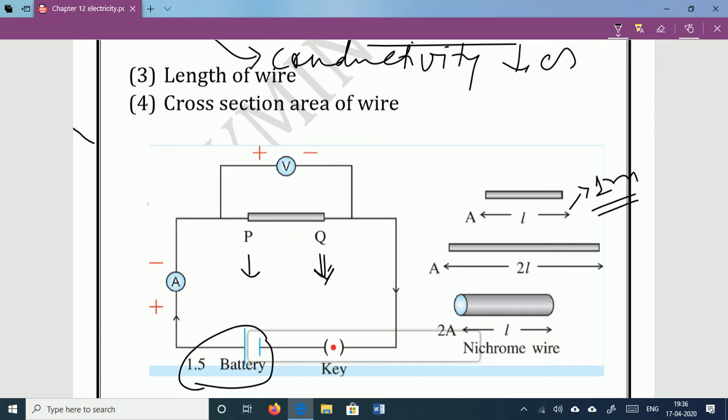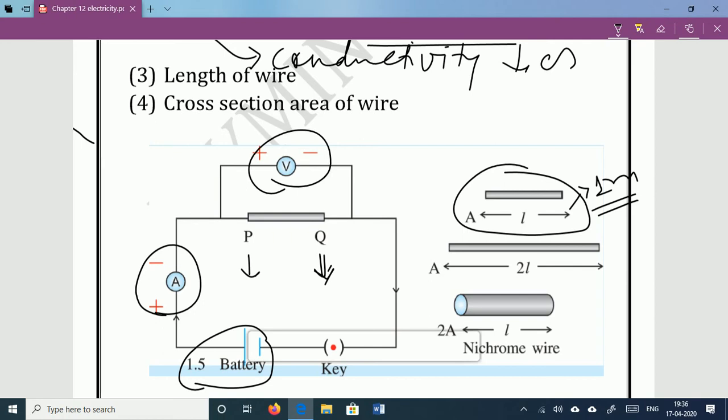I will install this particular wire, and I will check the current and voltage. Current with the help of the ammeter and voltage with the help of the voltmeter, which is connected in parallel. Now I will remove that wire and install the 2 meter wire, length 2L, between points P and Q. Now I will measure the current and voltage. Voltage remains constant, as the 1.5 V battery is there.